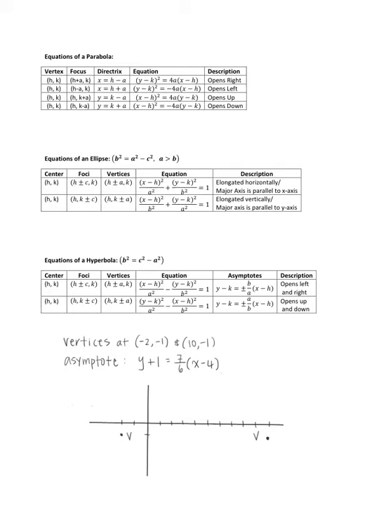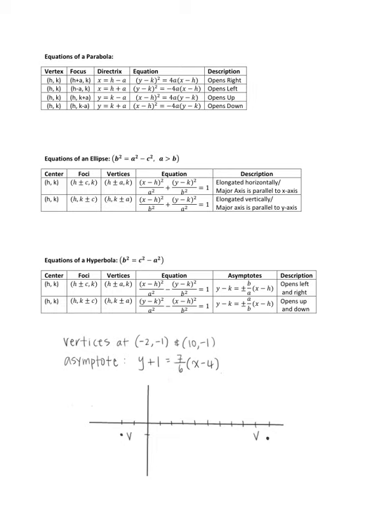Okay, so the question is: find an equation of the hyperbola described. Graph the equation. First, what we're given is this formula sheet, and here is the information: vertices at (-2, -1) and (10, -1), and the asymptote is y plus 1 equals 7/6 times the quantity x minus 4.